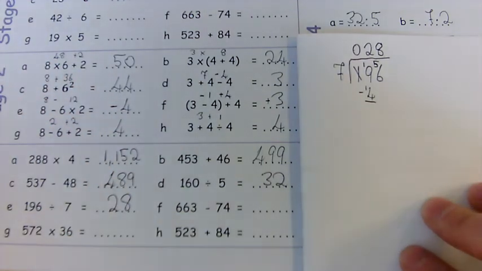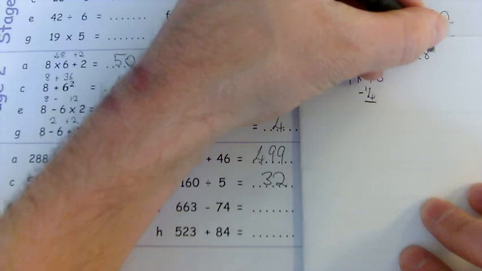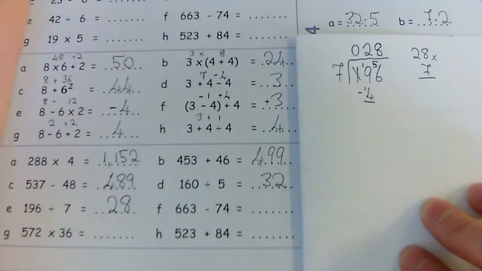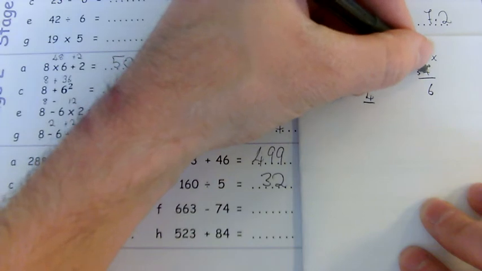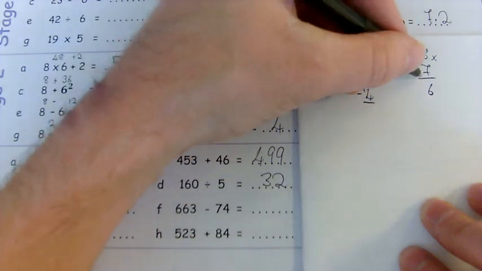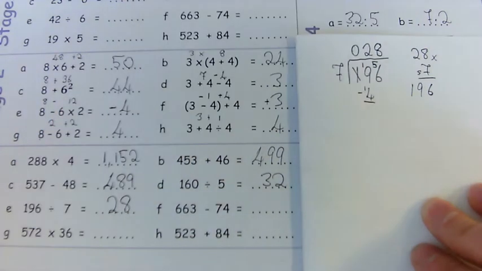Again, with our check on this one, 28 times 7. 7 times 8 is 56. 7 times 2 is 14. 14 plus 5 is 19. And there's your 196 again, showing that relationship between division and multiplication.